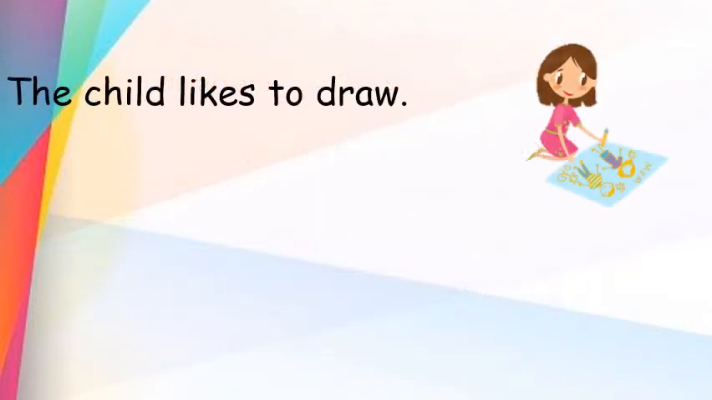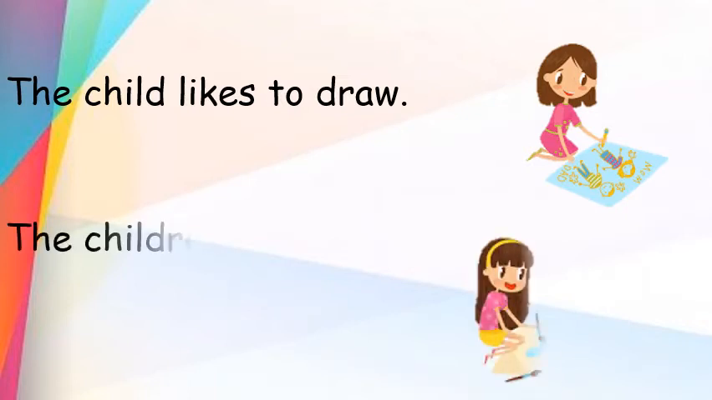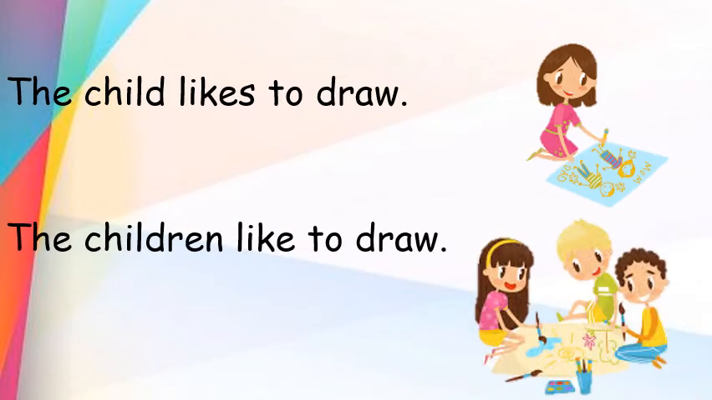The child likes to draw. Changing to plural form would be the children like to draw. Here the noun child changes to children and the verb likes would be like. In this example, the child is third person singular. So notice the verb likes changes to like.